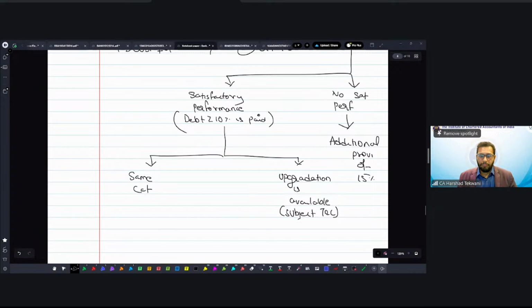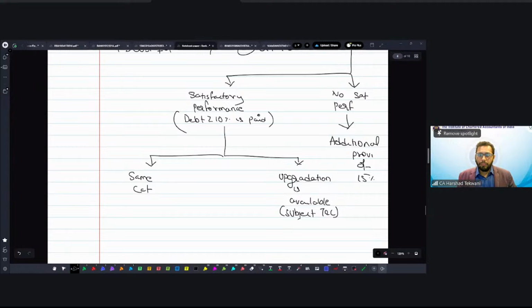Sir, I have one more question. If there is satisfactory performance, and debt equal to or greater than 10% is paid, the same category will be there. Substandard means it will continue as substandard. In what situation will a substandard asset move to standard asset, sir? Bringing back to the original condition. If there is satisfactory performance during the monitoring period, you will upgrade the account from substandard to standard.